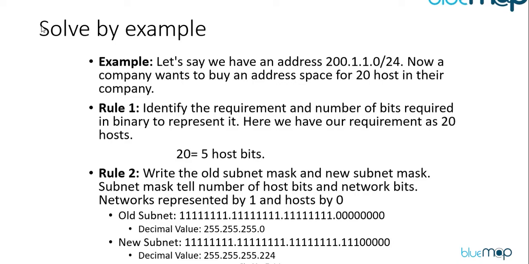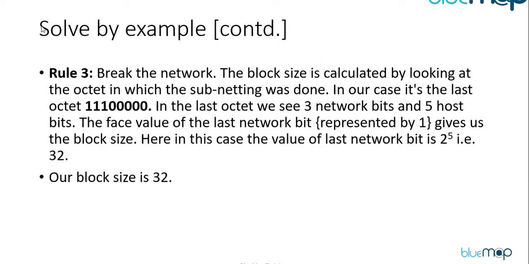So I'll just write down the first 24 bits as it is. These are the network bits. I cannot change them. The last octet had 8 host bits, but now I only require 5 bits. The remaining 3 bits, I can give to networks. So this is the second step. Very simple one. Okay. Rule 3, break the network.